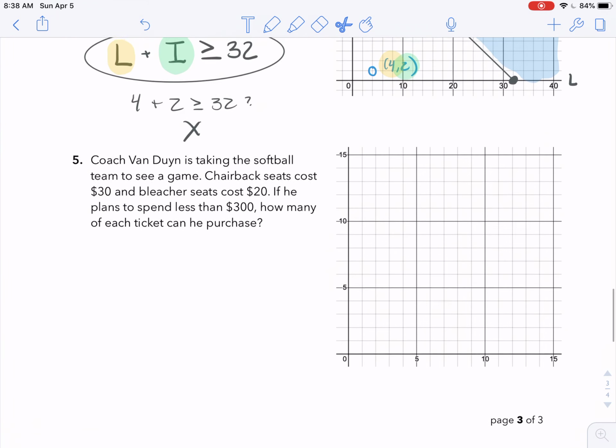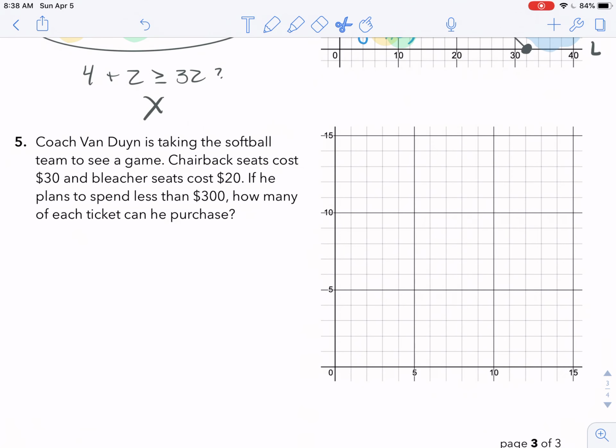Okay, we have one more. Coach Van Dyne is taking the softball team to see a game. Chair back seats cost $30, and the bleacher seats cost $20 each. If he wants to spend less than $300, how many of each ticket can he purchase? Well, let's first define our variable. If we have our x and our y here, let's let x be the number of chair back seats. And let's let y be the number of bleacher seats.